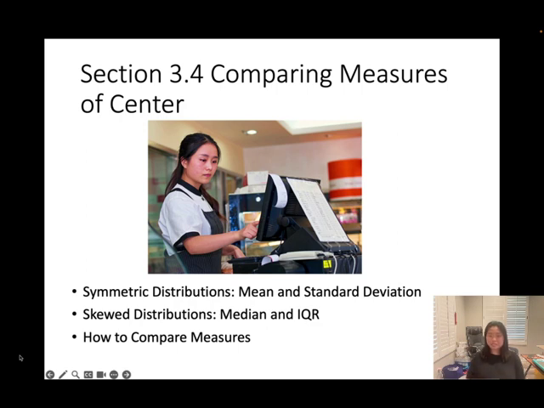You could use the standard deviation or the IQR. For these sessions, we'll compare the symmetric distribution and the skew distribution using different measures of the center, and also we're going to compare the spread of the data.